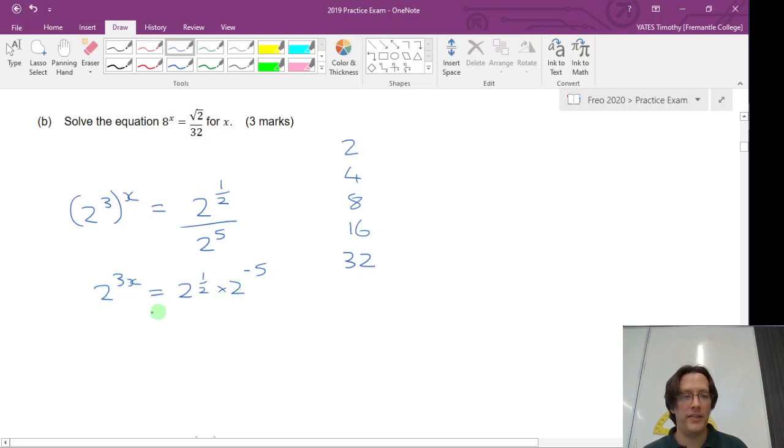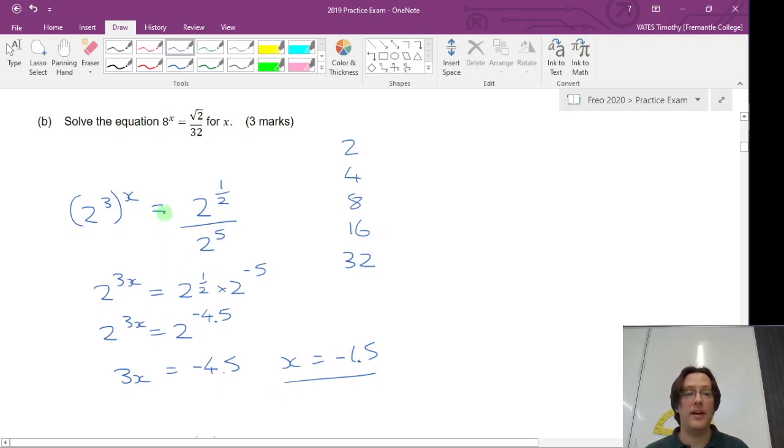These you add together, so we get 2 to the power of 3x equals 2 to the power of negative 4.5. And that then simplifies to 3x equals negative 4.5, which is obviously x equals negative 1.5 there. And there we've got our answer. So x is negative 1.5, and we just had to rewrite everything as a power of 2 in order to rearrange that and use some of our index laws.